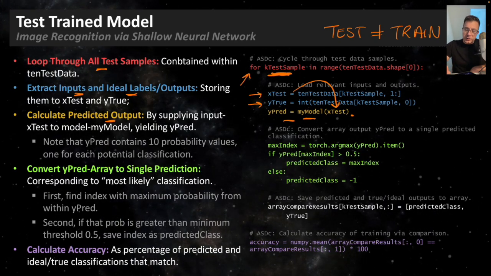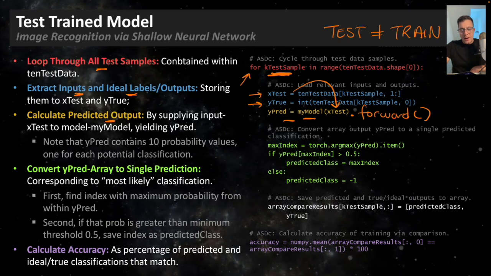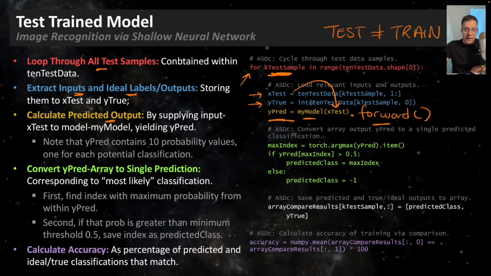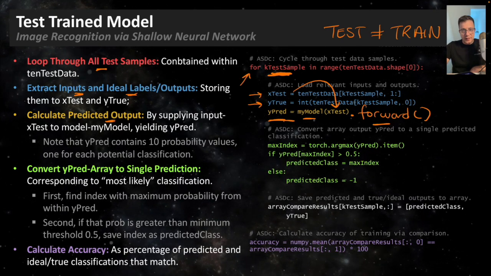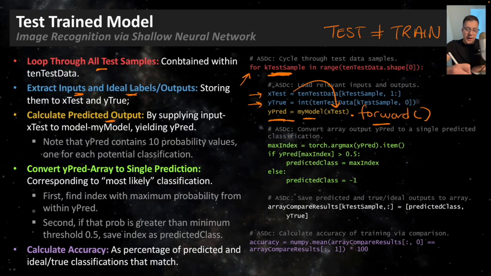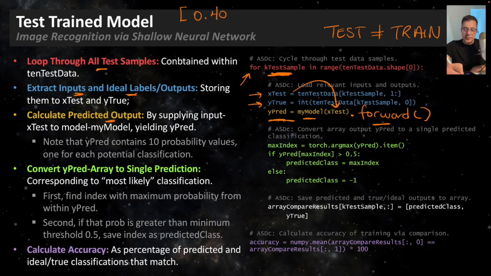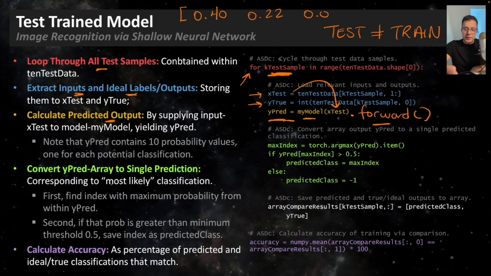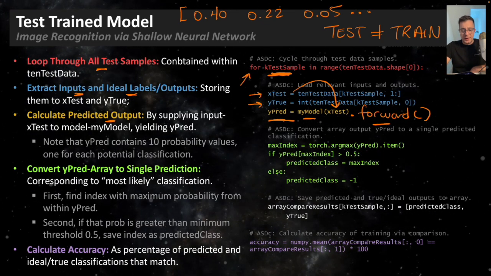Now, PyTorch will assume that we want to perform a forward propagation. However, we can also write that explicitly to tell Python to do so. And this generates our Y predicted array. Now note that this array contains 10 independent probability values, one for each potential classification. And what that means is you could have a 40% chance that the digit is a 0. You could have a 22% chance that the digit is a 1. You could have a 5% chance that the digit is a 2, and so on. There's no guarantee that there will be a clear winner.